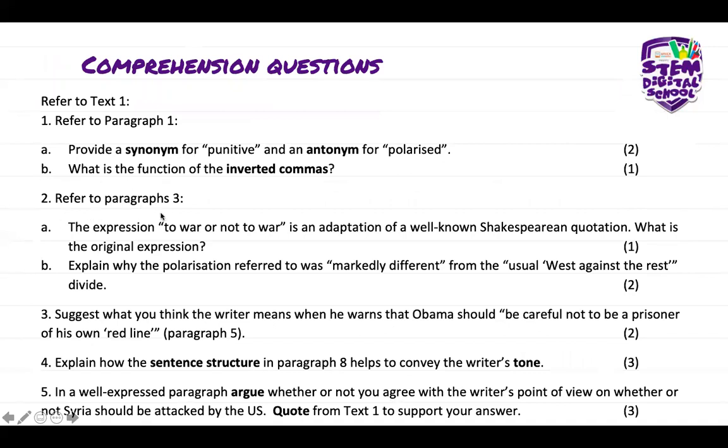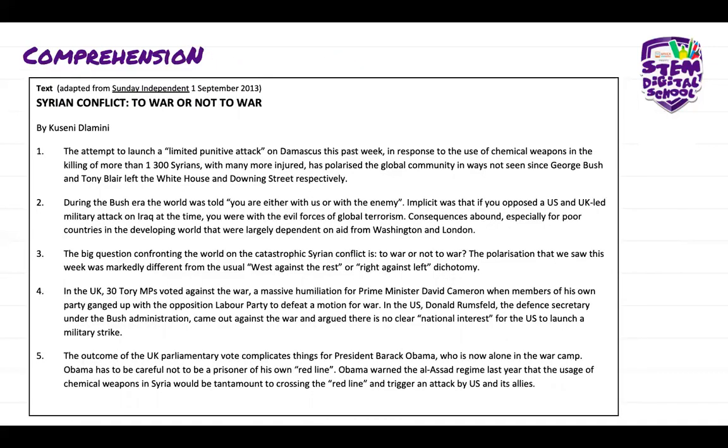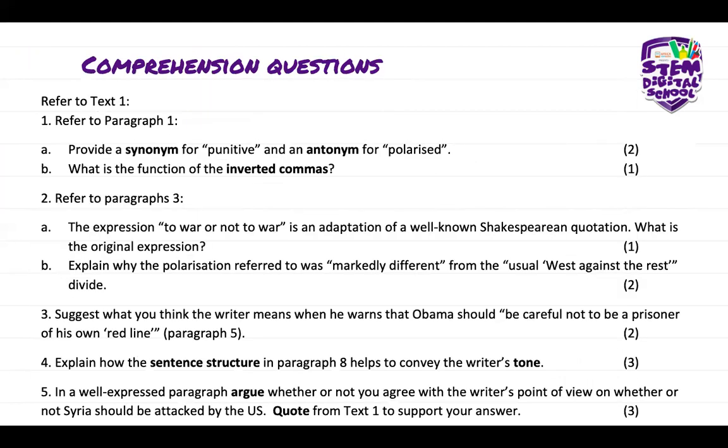Number 2 says refer to paragraph 3. Paragraph 3 reads, let's go. The big question confronting the world on the catastrophic Syrian conflict is to war or not to war. The polarization that we saw this week was markedly different from the usual West against the rest or right against left dichotomy. Let's go. The expression to war, not to war is an adaptation of a well-known Shakespearean quotation.